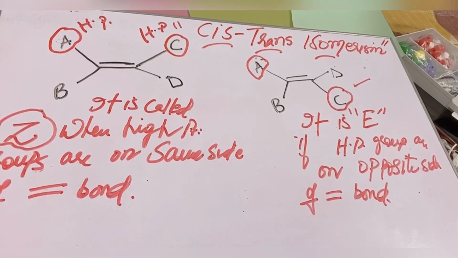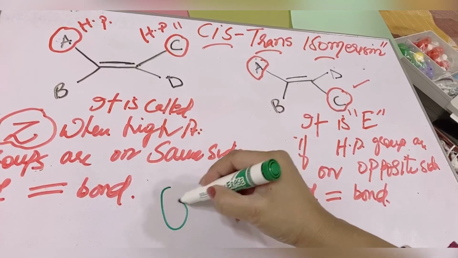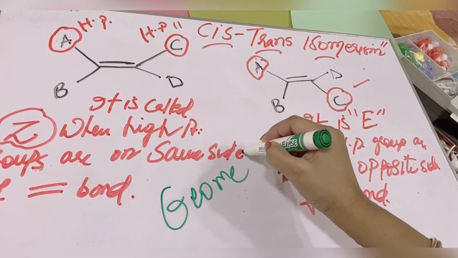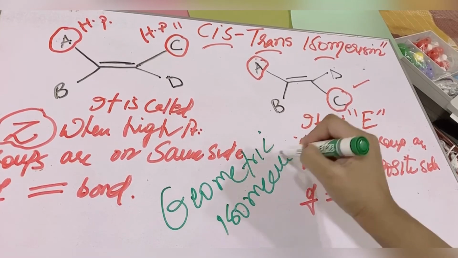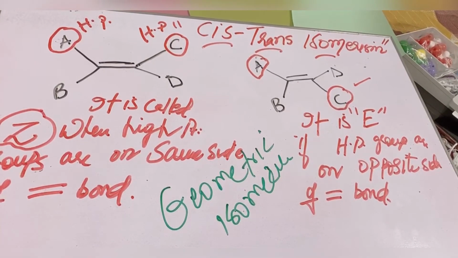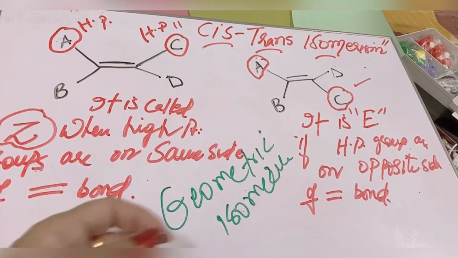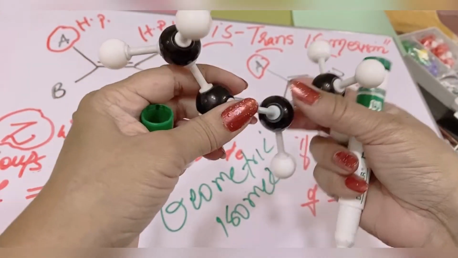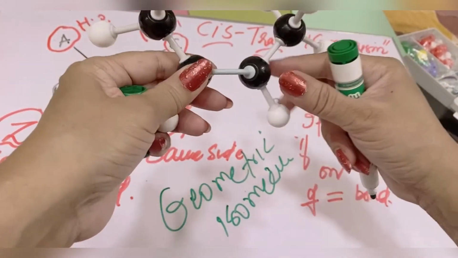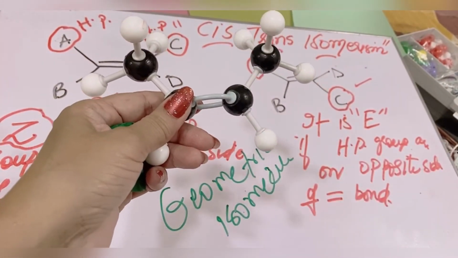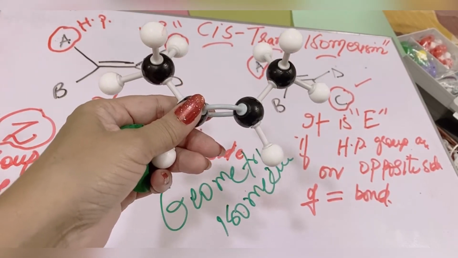Of course, the geometric isomerism, which we are calling cis-trans isomerism, occurs when there is a barrier to rotation around the carbon-to-carbon double bond. There is simply a barrier to rotation. If you try to rotate it by about 180 degrees, it would be very difficult, right? You will not be able to rotate it, right?